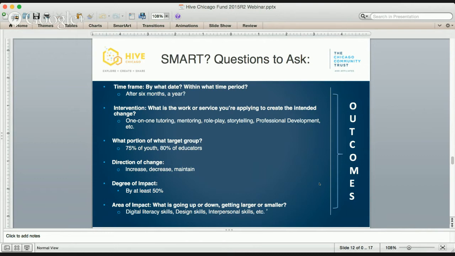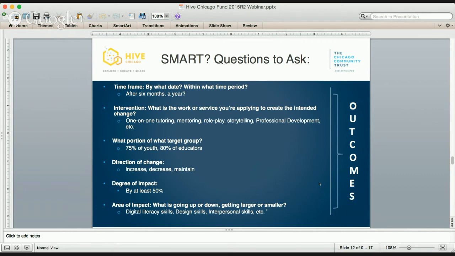Other questions you can ask yourself are: what portions of what target group? So who is being targeted by this? And I gave multiple examples, but these are just small examples. There are many answers to this. But is it 75% of youth, 80% of educators? What is your target group that you're hoping to achieve through these outcomes?